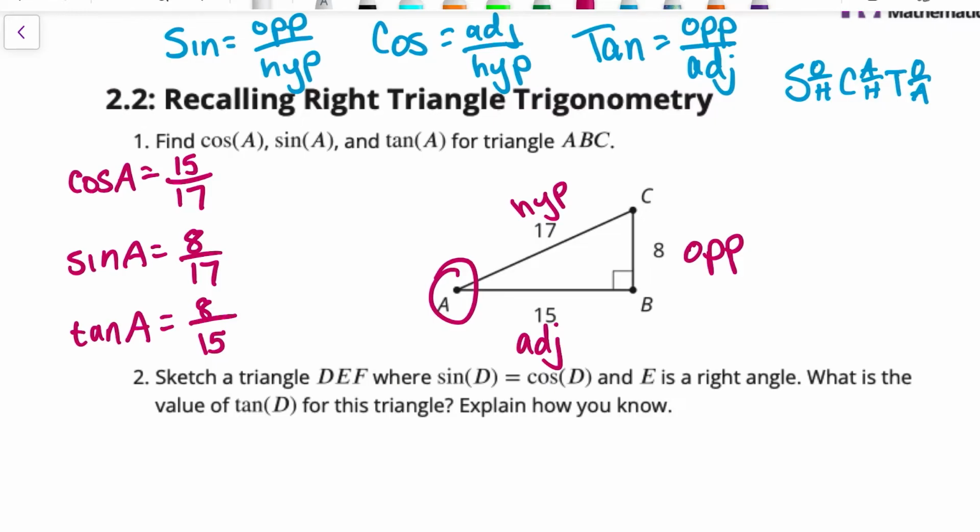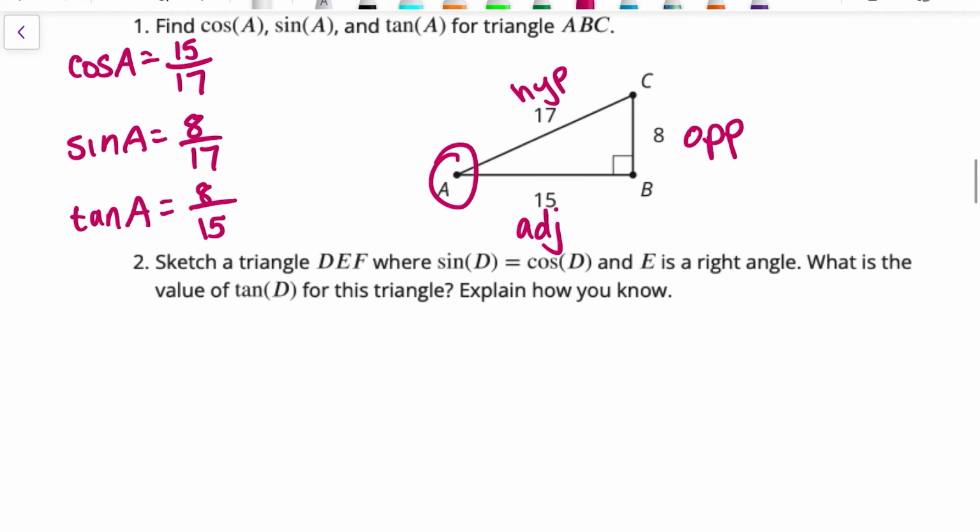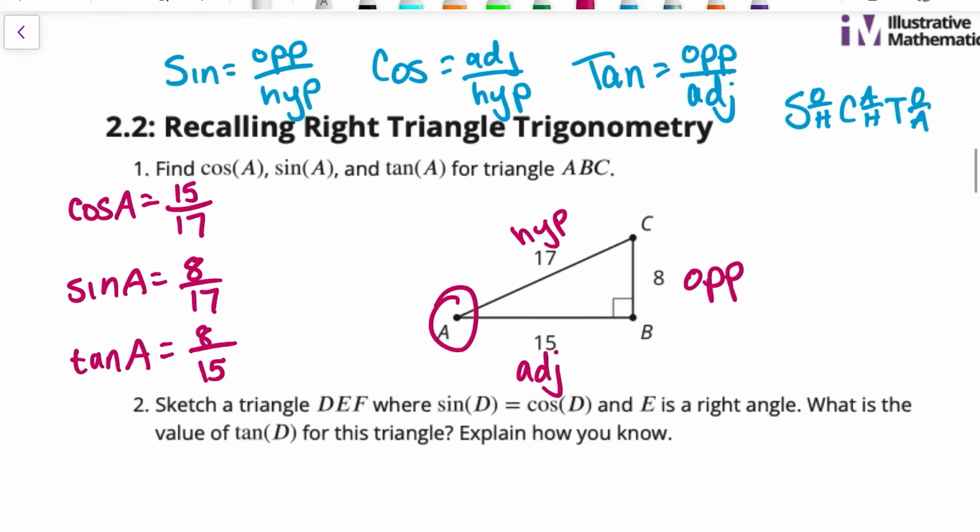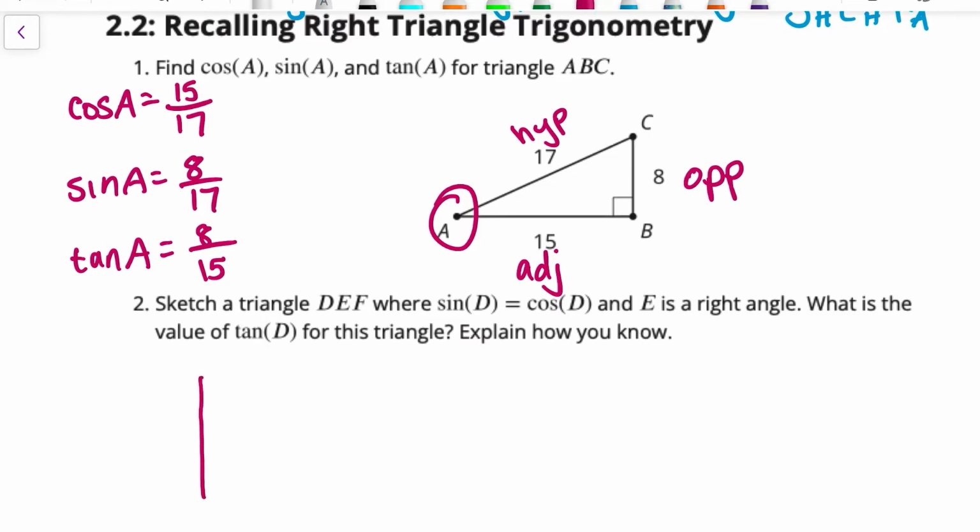All right, sketch a triangle DEF where sine of D is equal to cosine of D. So thinking about our ratios, if the sine of D is equal to the cosine of D, and they're both ratios over hypotenuse, like a side over the hypotenuse, that's not going to change. So that means that the opposite side has to be the same as the adjacent side in order for those two ratios to be the same. So what kind of triangle would that have to be? That would have to be an equilateral, not an equilateral, an isosceles right triangle. So those two sides have to be the same. So E, they said, was the right angle. So this can be D and this can be F. It really doesn't matter. So then what is the tangent value of D for this triangle?